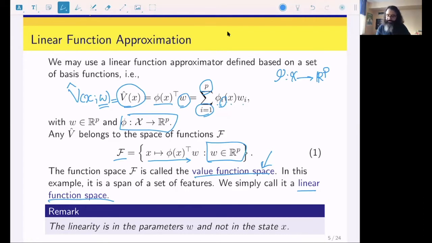Also, we can define the same thing for the action value function. We can represent it by a similar thing, with the difference that the phi features would depend on both state and action. That would be the difference.